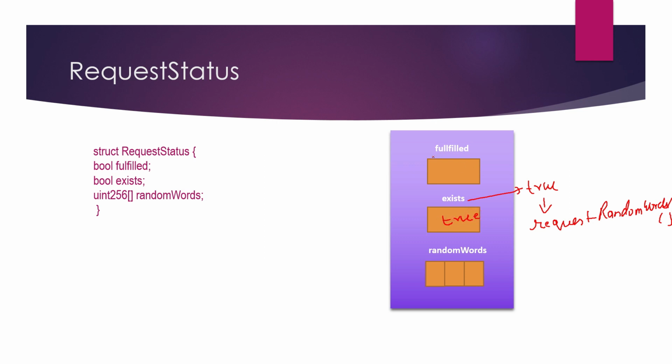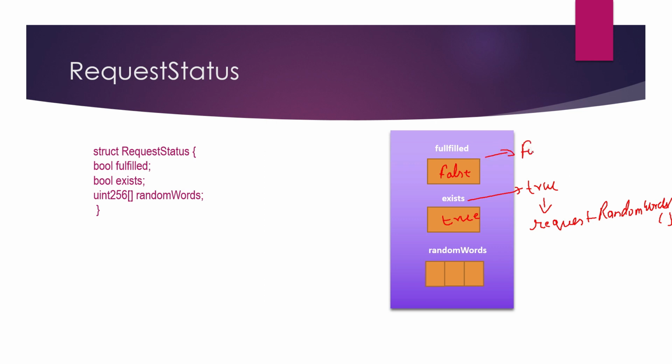Now fulfilled will still be false, initially, because we are not initializing it, right? So this is the rule of Solidity. If you are not initializing a variable, it has a default value. Since it is a bool type value, it is by default false. So during the request random function, we will be making this exist true, not this fulfilled.